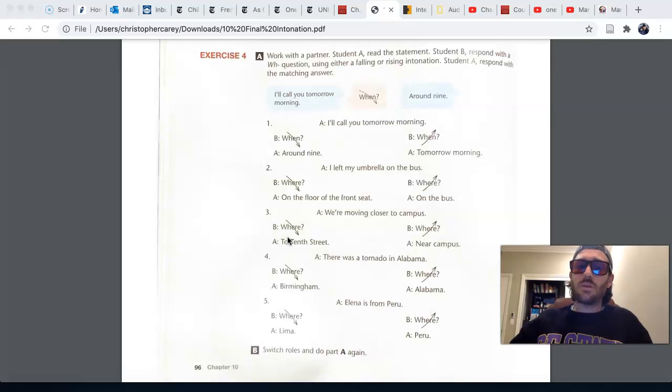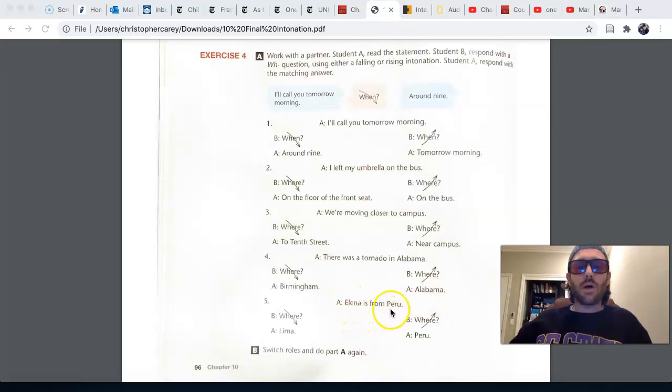We're moving closer to campus. Where? To 10th Street. We're moving closer to campus. Where? Near campus. Number 4. There was a tornado in Alabama. Where? I didn't say that correctly. Forgive me. Where? Birmingham. There was a tornado in Alabama. Where? Alabama.